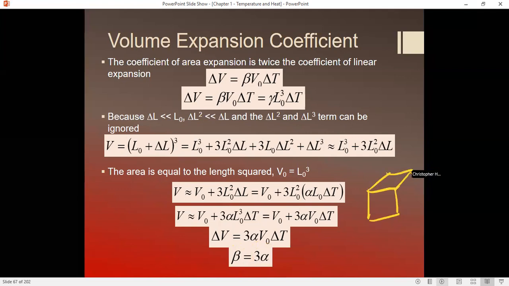Okay, that's where you start with the cube. All sides of the cube are equal to L0 initially. Okay, and as it expands, we get extra volume.